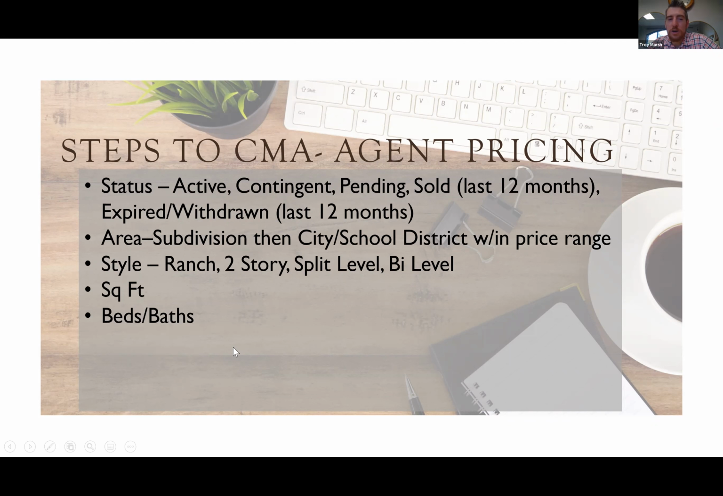Then you're going to start considerations of bedrooms and bathrooms. Is the basement finished or not finished? Full versus partial. Like I said, basement or no basement.